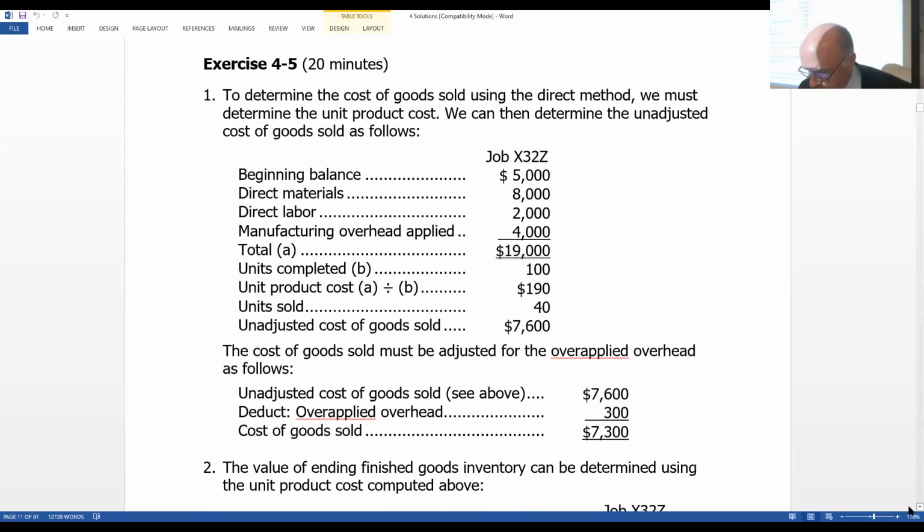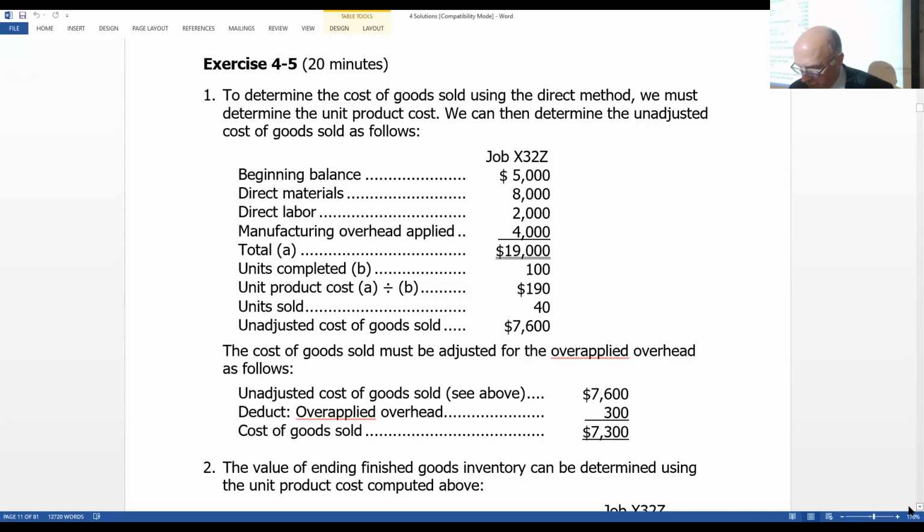So let's take a look. Direct method, this is number 5. Direct method of determining cost of goods sold. There's a lot of information there. Let's skip to the requirements. There's 3 of them. First one, using the direct method, what is the cost of goods sold? Number 2, what is the total value of the finished goods inventory at the end of May? Number 3, what is the total value of the work in process inventory at the end of May? So now there are 3 things we have to look for. Now we can go back and read through the fact situation to determine what's important.